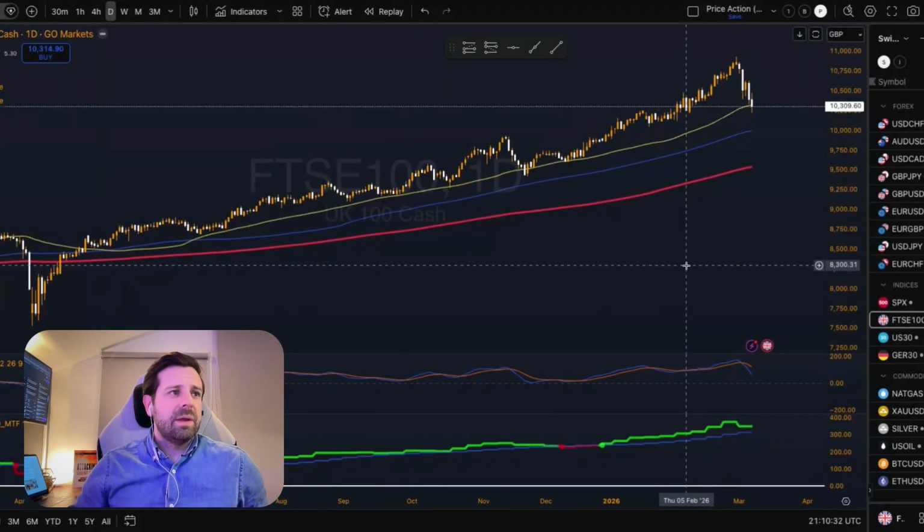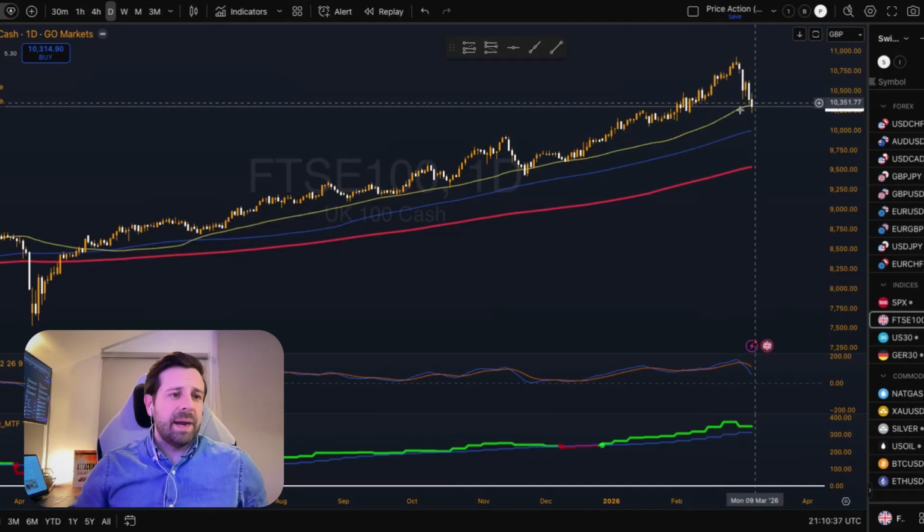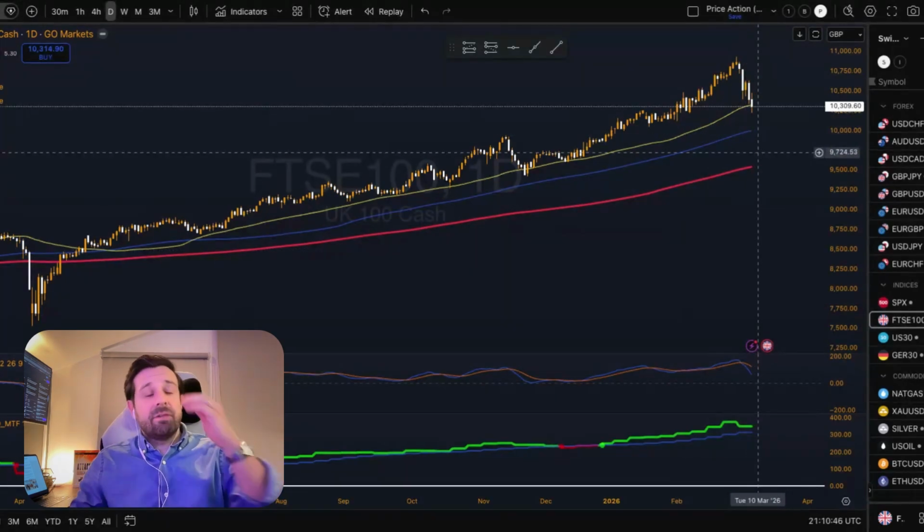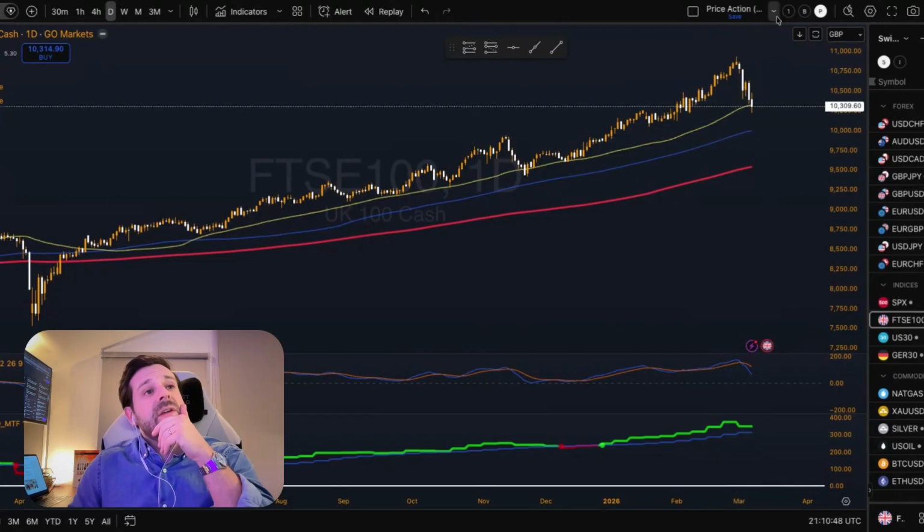The FTSE has just been on a complete tear. It's only recently that it's had a little pullback, and it's now at the 50-day MA. So it'll be interesting to see if it finds any support, and continues up.